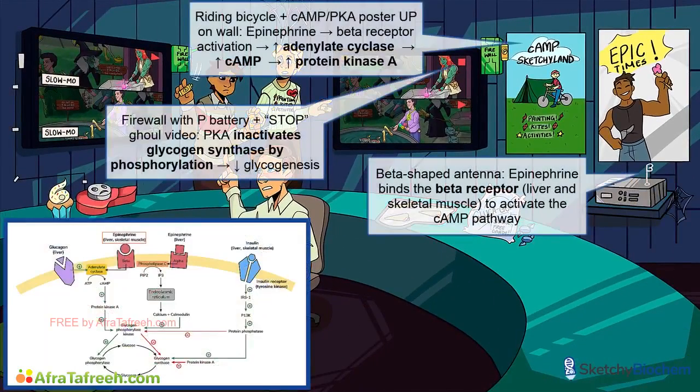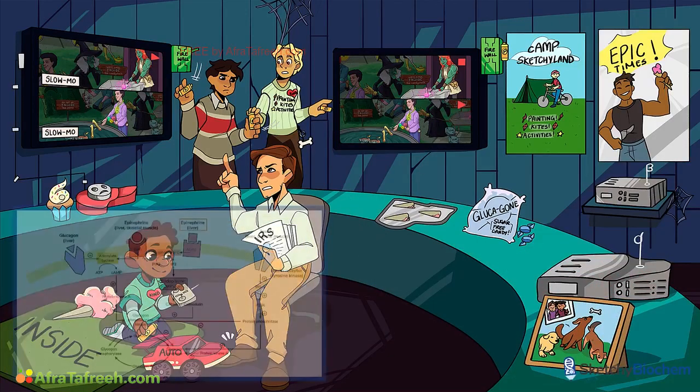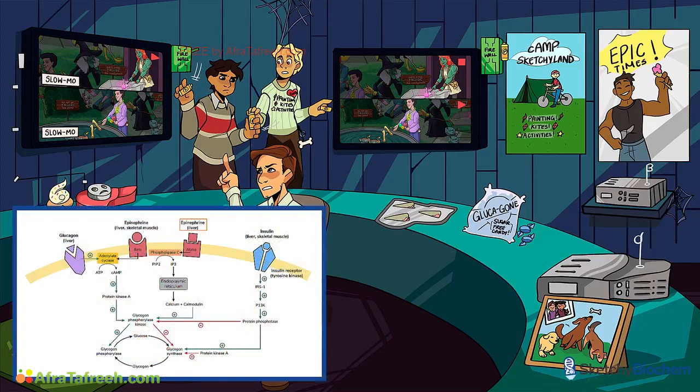Epinephrine activates the same things as glucagon, but it binds to beta receptors on hepatocytes and skeletal muscle, which is represented by the beta-shaped antenna just underneath the Camp Sketchyland poster. Protein kinase A also activates glycogen phosphorylase kinase, resulting in activation of glycogen phosphorylase and subsequently, glycogenolysis. Epinephrine can also bind to alpha receptors on hepatocytes. The alpha receptor is another G-protein coupled transmembrane protein, but unlike the glucagon and beta receptor, binding results in activation of a different signal transduction pathway.